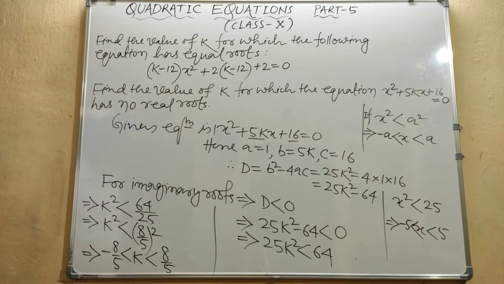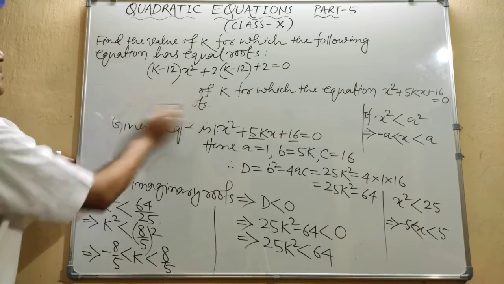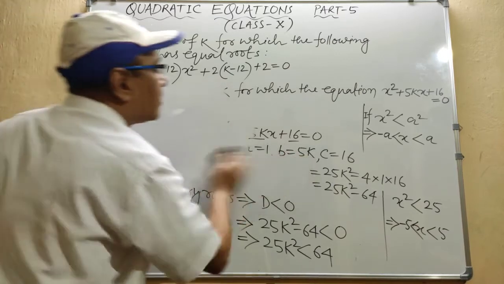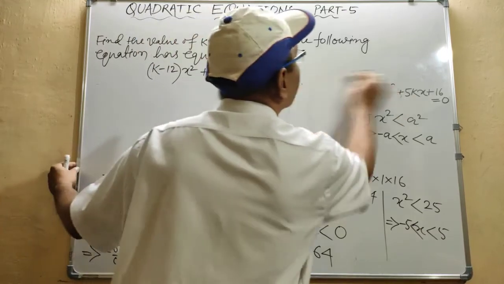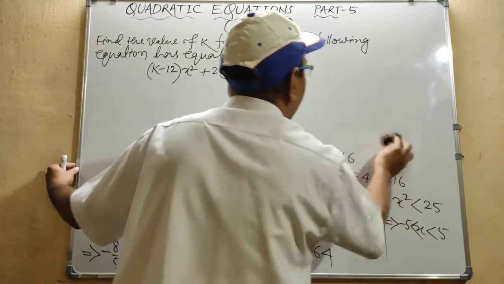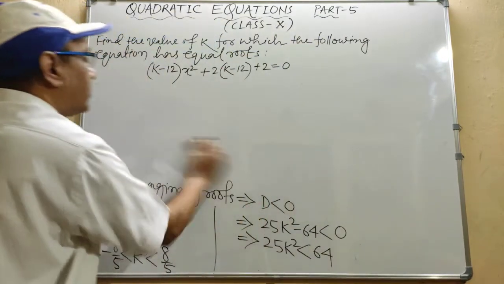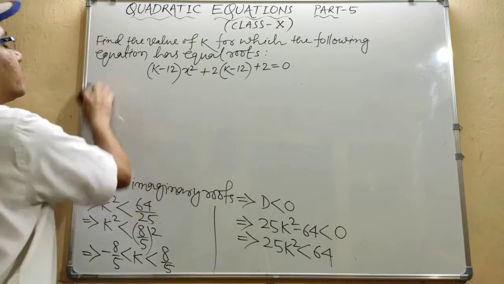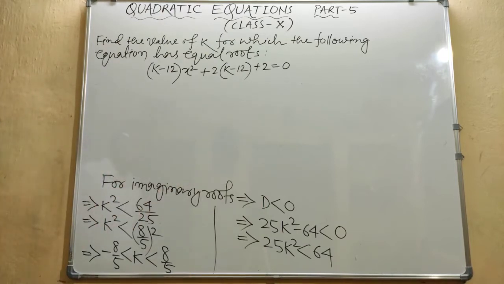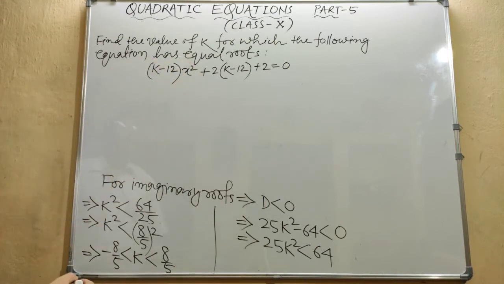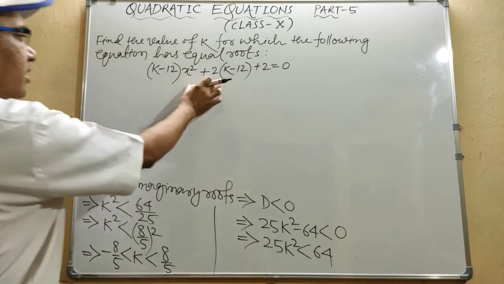Is the answer. So I hope you have understood the problem. Now come to the first question. First question is, find the value of k for which the following equation has equal roots. Its roots are equal.